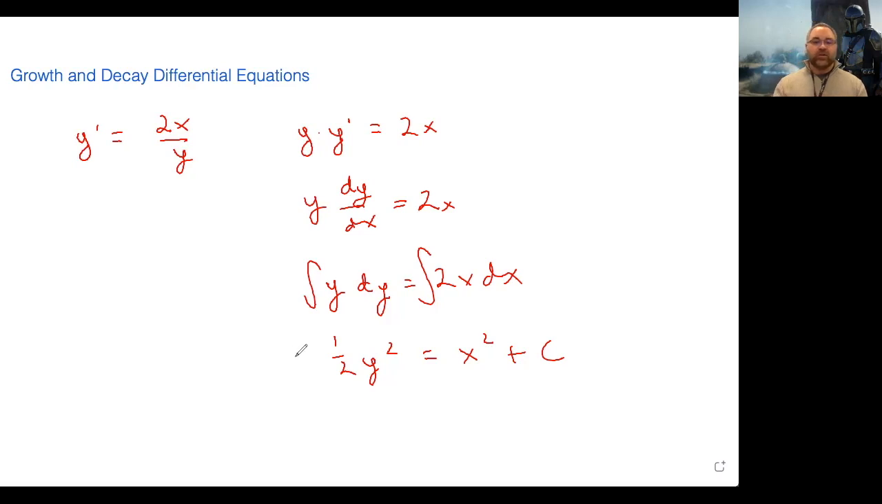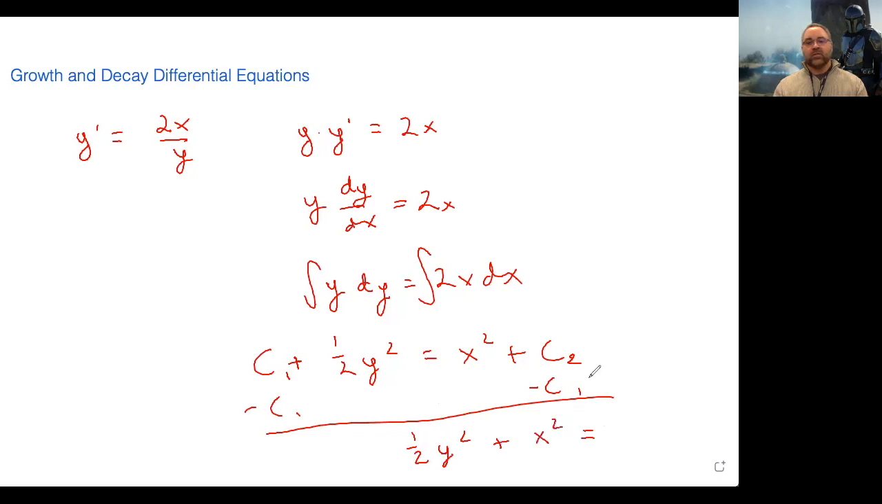If you really want to, you can say there's a C over here and a C over here. Now combine them together, subtract C1 from both sides. Well, it's just a constant. We're just playing around with the constant at that point. So 1/2 y squared plus x squared equals, let's call it C3.